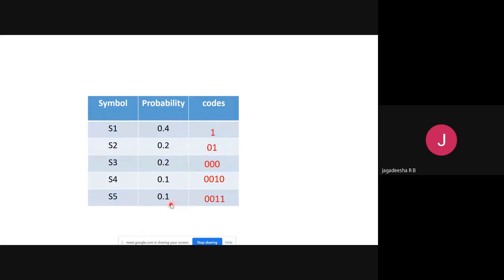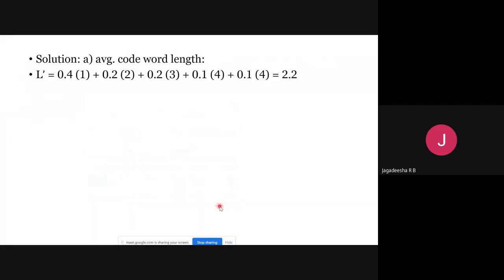This is 0.1 multiplied by 4. Yes, 0.1 multiplied by 4. So the average code word length is again 2.2. So whatever you do, either you place it in the first position or in the second position, or you may place the 0 below, 1 above. That's also possible. Then whatever the case, the average code word length remains the same.